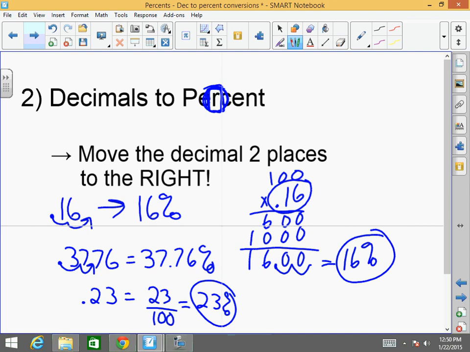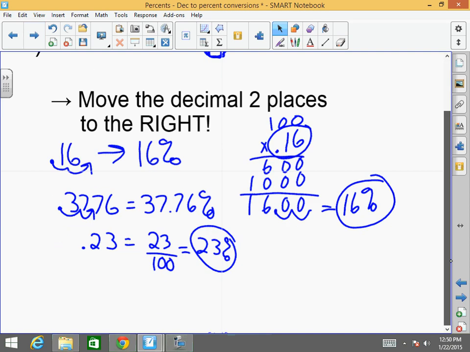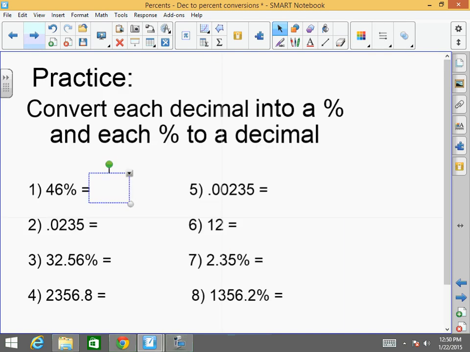Does that make sense, my brothers? May I continue? Thank you. All right, let's practice. So 46%. What would that become, guys? 0.46. That's absolutely correct.